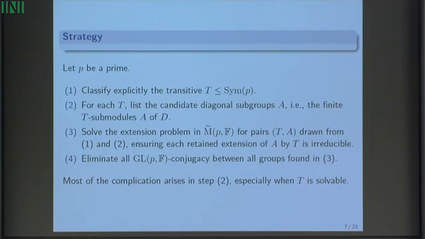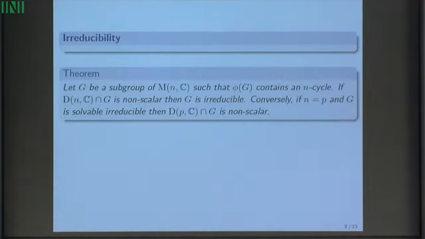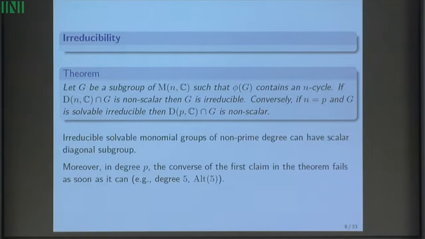But let's deal with this irreducibility issue first. This is surprisingly easy to decide. Almost always, irreducibility is equivalent to the diagonal subgroup being non-scalar, at least for the solvable groups, not for the non-solvable groups. The converse fails as soon as it can, but it's not going to cause us much trouble. So irreducibility, as I say, almost always: just get rid of the scalar diagonal subgroups. That's very straightforward.